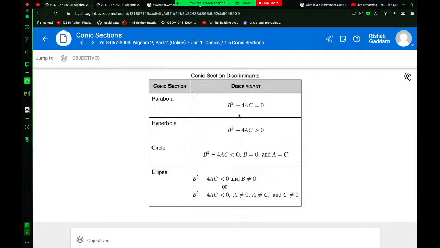How you find the discriminant is using this formula. It's b squared minus 4ac. If this equals 0, then it's a parabola. If this equals something greater than 0, then it's a hyperbola. If it equals something less than 0, then it's a circle. And if it's something less than that, and b is not equal to 0, then it's an ellipse.